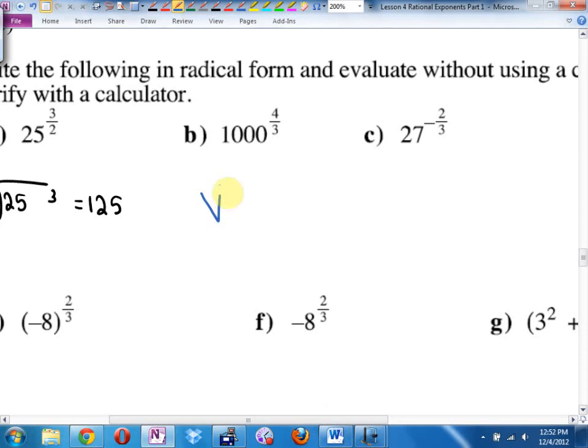What root? Cube root of 1,000 to what power? 4. What's the cube root of 1,000? 10. To the 4th. A 10 with how many zeros? 4.